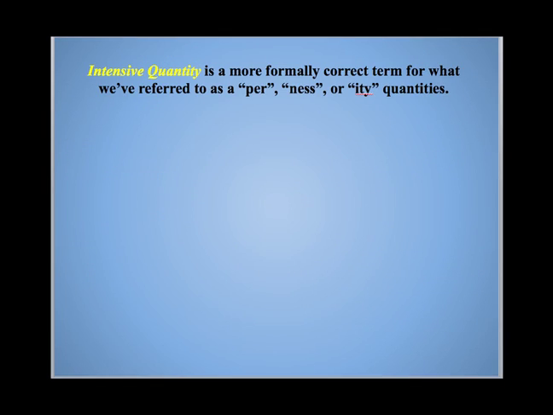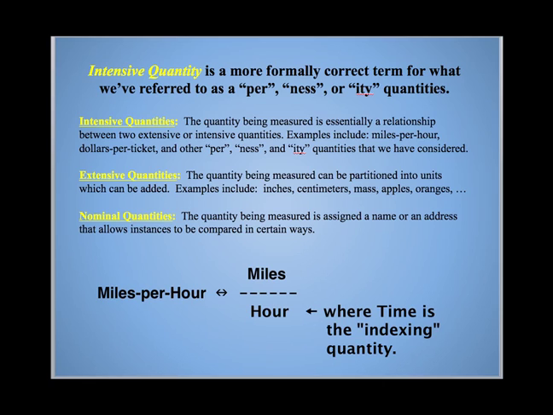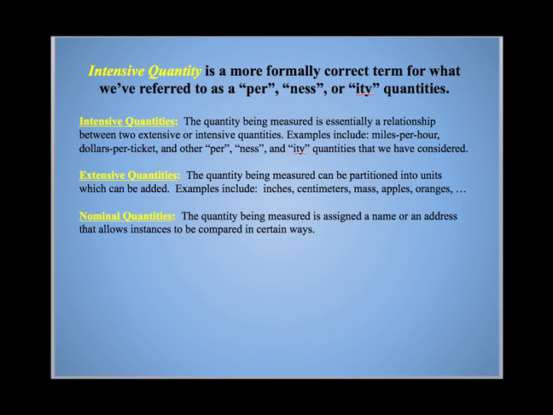Intensive quantity is a more formally correct term for what we've referred to as "ness" or "per" quantities. For intensive quantities, the quantity being measured is essentially a relationship between two extensive or intensive quantities. Examples include miles per hour, dollars per ticket, and other "ness" and "per" quantities that we have considered. For extensive quantities, the quantity being measured can be partitioned into units which can be added. Examples include inches, centimeters, mass, apples, oranges.